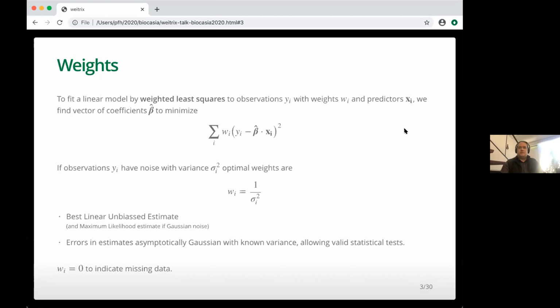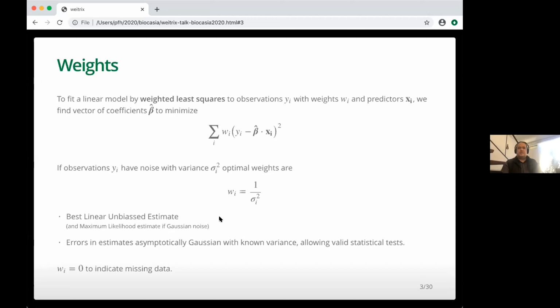So first off, what do I mean by weights? There's a few different senses of weights. I'm using it in the same sense that's used in weighted least squares by functions like lm or lmFit. So we're minimizing the sum of weighted squared residuals by choosing coefficients, and that's how you fit a linear model. The optimal weights in this case are one on the variance of noise in the observations. So that's optimal in the sense of being a BLUE estimate.